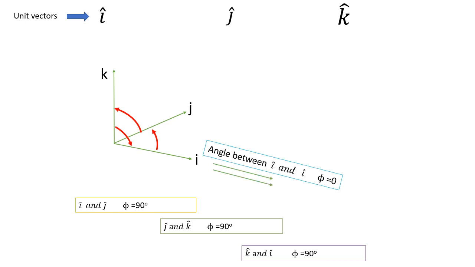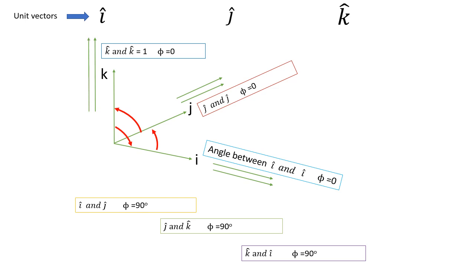However, if you take two I unit vectors, I and I, the angle between them is 0. They are parallel. J and J, again the angle between them is 0. And K and K, the two unit vectors along the z-axis, the angle between them is 0.